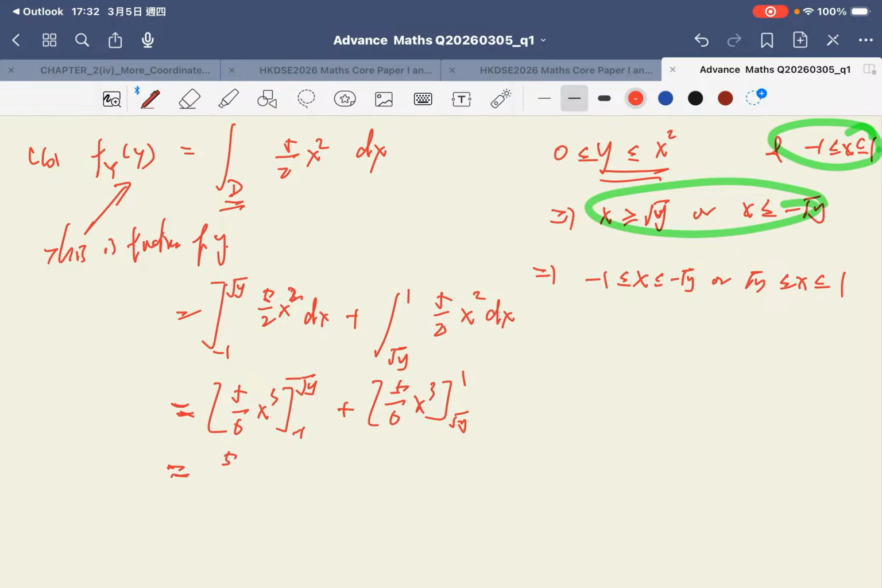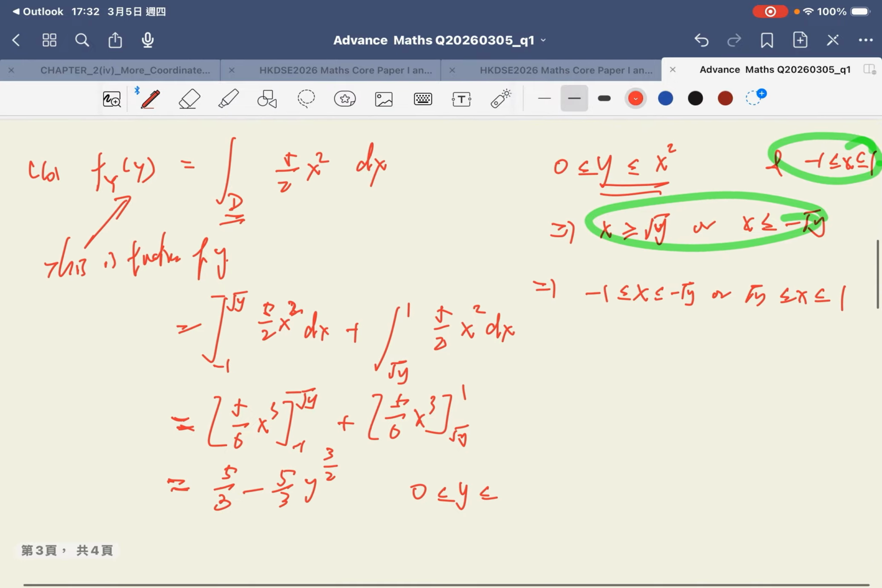And this is 5 over 3 minus 5 over 3 y to the power 2 over 3 over 3. You have to write down the domain of y. In this case, the domain of y should be 0 and 1.